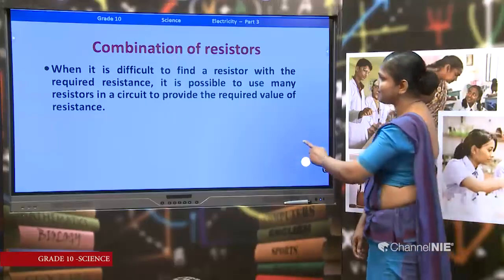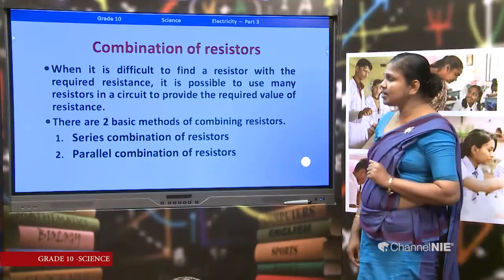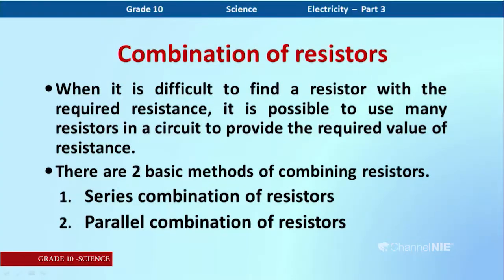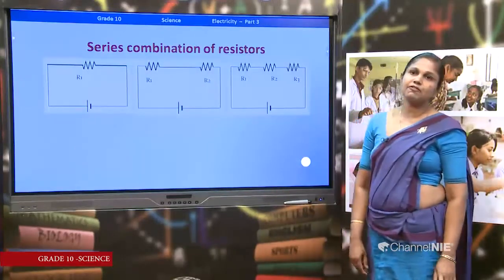Okay, children? Right. There are two basic methods of combining resistors. One, series combination, and the other one, parallel combination of resistors. First, we are going to learn about series combination of resistors.